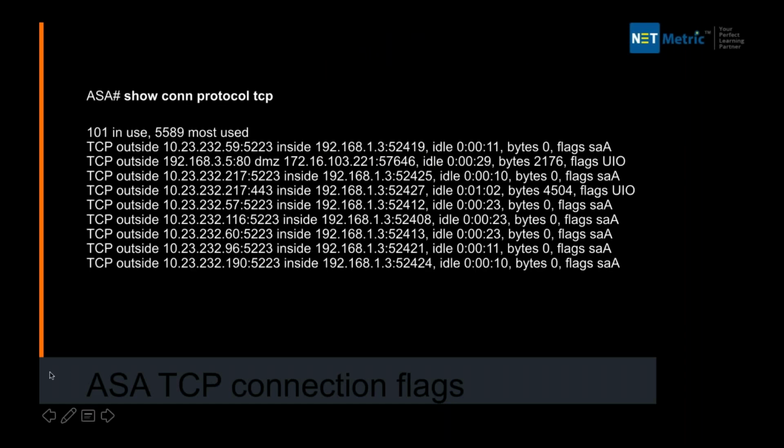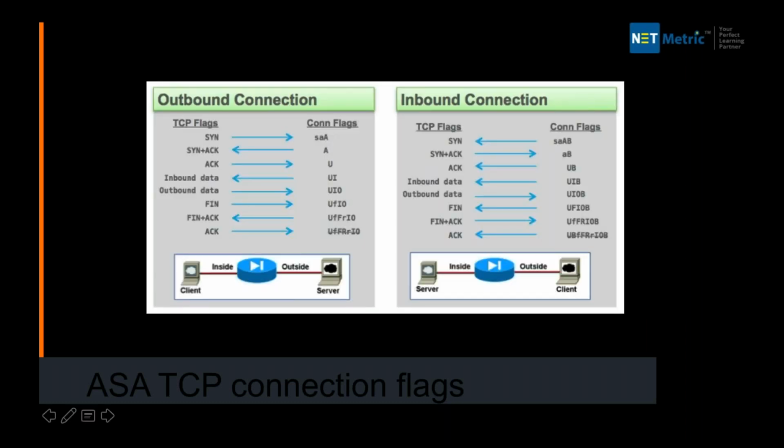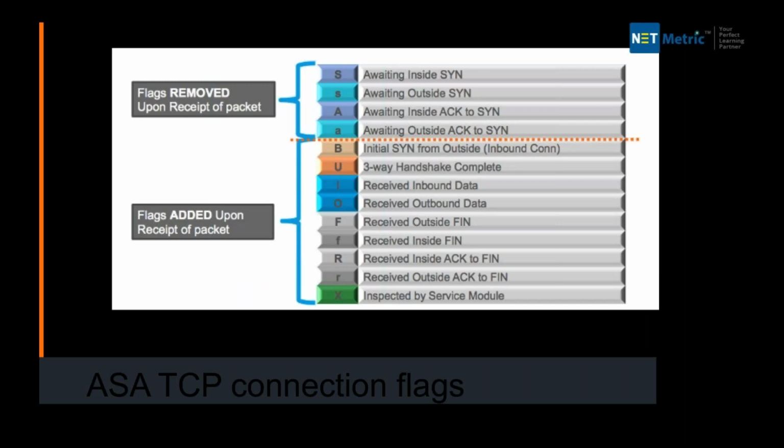So do remember, whenever you see SAA in the connection table, that means the traffic has been initiated from the high security level to the low security level. If the B comes at the end, that means the traffic has been initiated from lower security to higher security, and this is being allowed because the access list has been defined. So in the connection table, if you ever see the B, that means the traffic has been initiated from the outside world. These are the naming conventions, and B itself represents the initial SYN from the outside world.